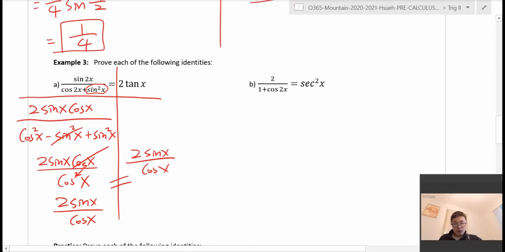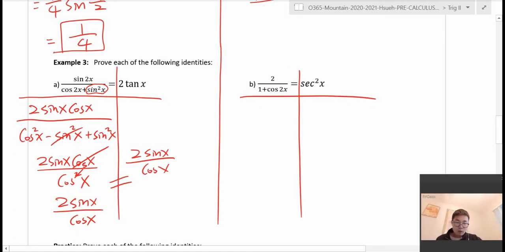Okay. On the right, here we have 2 divided by 1 plus cosine squared, and we also have secant squared. So what I would do is change secant squared first to 1 over cosine squared x. Now on the left hand side, again, I have cosine 2x, so I need to change something. Again, we have 3 of them. Which one is the one to pick?